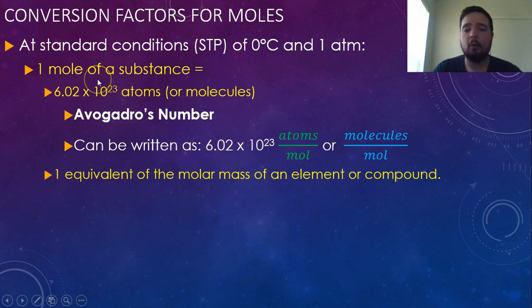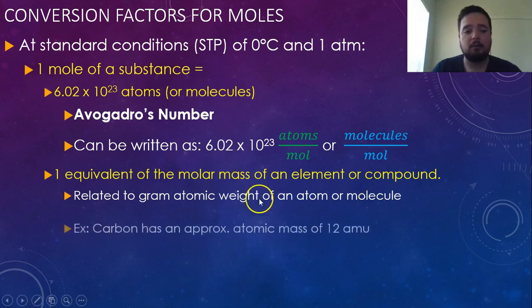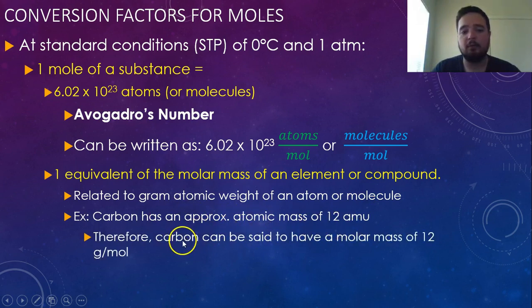But also, 1 mole of a substance is equivalent to the molar mass of an element or a compound. And that's, again, the molar mass conversion. We know that it's related to the gram atomic weight of the atom or molecule in question. Carbon has an approximate atomic mass of 12 AMU, therefore carbon is said to have a molar mass of 12 grams per mole. So there's 12 grams of carbon for every 1 mole of carbon.